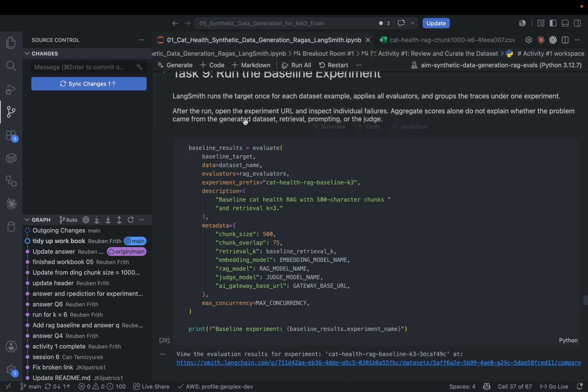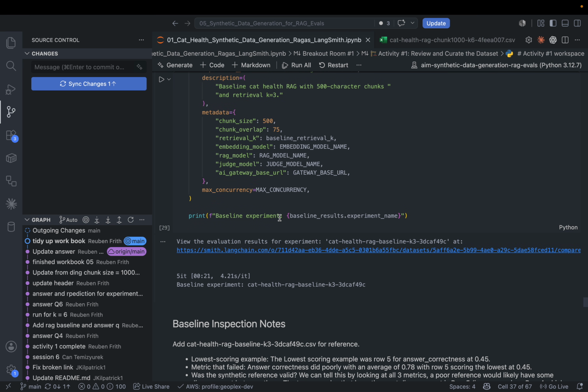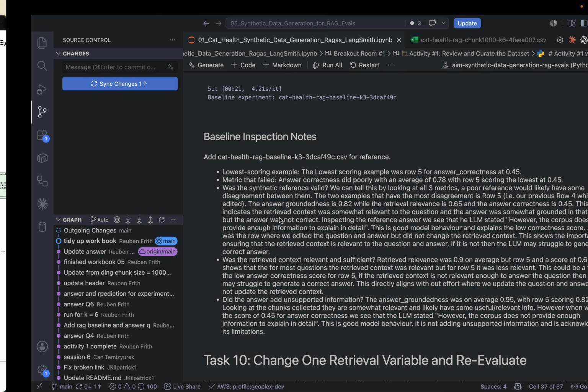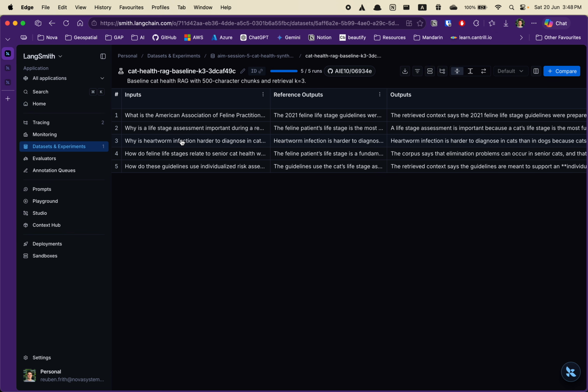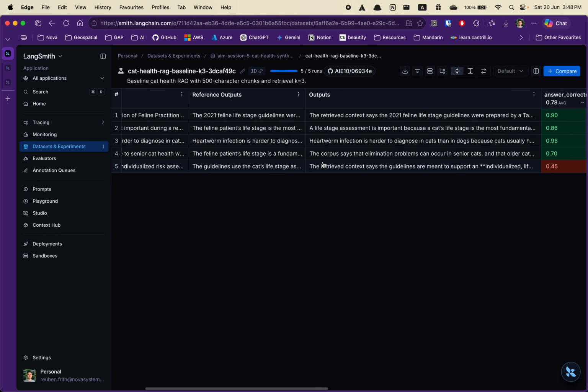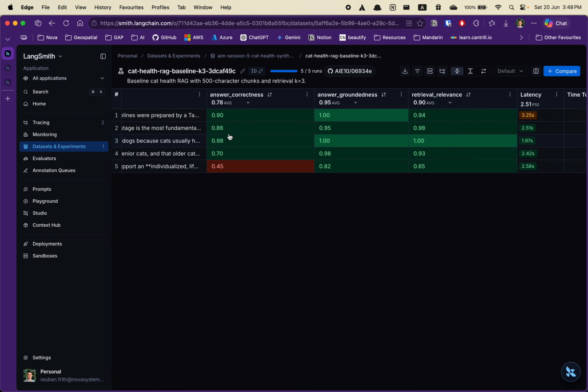Okay, so we ran a baseline experiment where we had initial chunking of 500 characters and a retrieval of k equals 3, and you can also see here the chunk overlap was 75. And I'll just show you what those results looked like. So I can take you here where we have our input, our reference outputs, and the actual outputs that our RAG pipeline generated. So initially we can see that the answer correctness, groundedness, and relevance on average was okay.